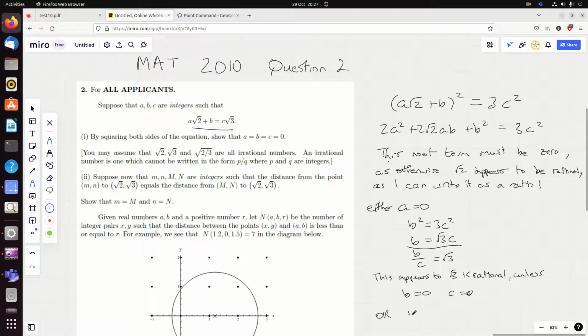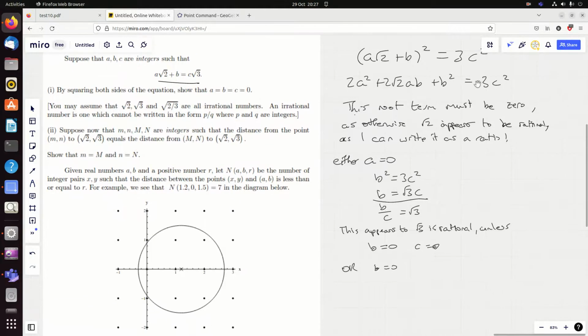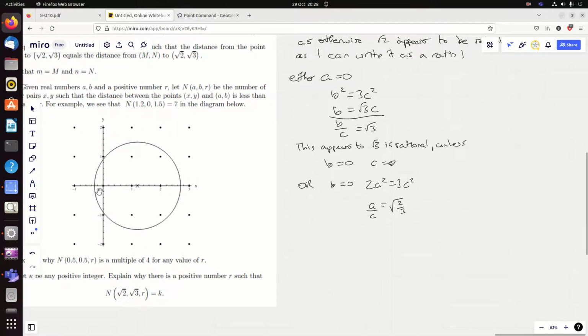Or b equals 0, and a very similar result here because you're going to get 2a squared is 3c squared. So let's have a over c is root 3 over 2. They've already told me that I can assume that that is irrational, and so false by the same reasoning, and therefore a equals 0, and therefore c equals 0.